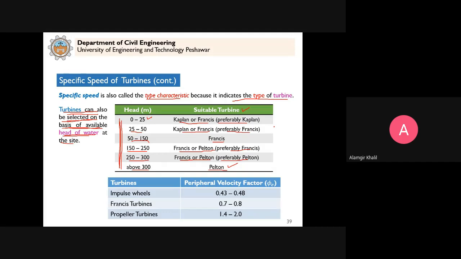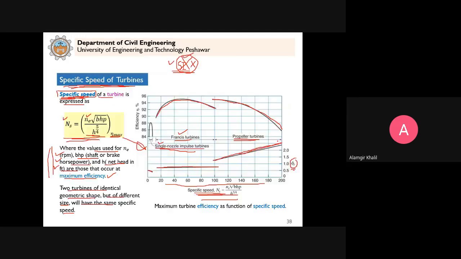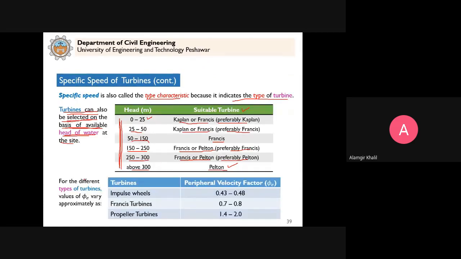Clear? And also the peripheral velocity factor that is linked with this specific speed, you see from these graphs here for the different types of turbine. So you can see that for different types of turbines, this phi E, the peripheral velocity factor, varies approximately as follows: for impulse wheels, 0.43 to 0.48, for Francis turbines 0.7 to 0.8, and for propeller turbine 1.4 to 2.